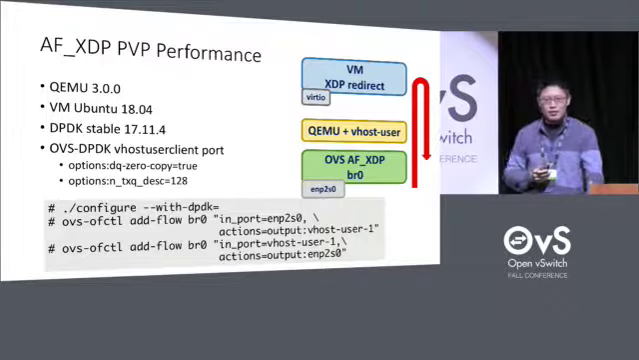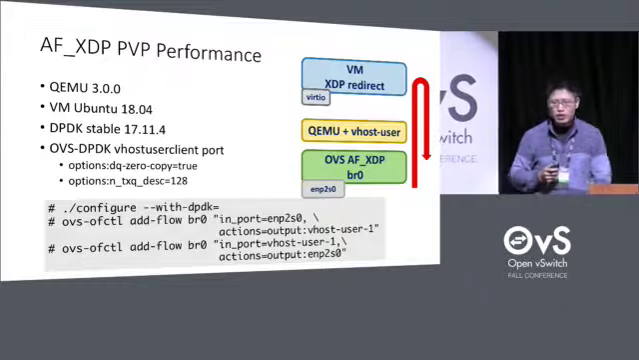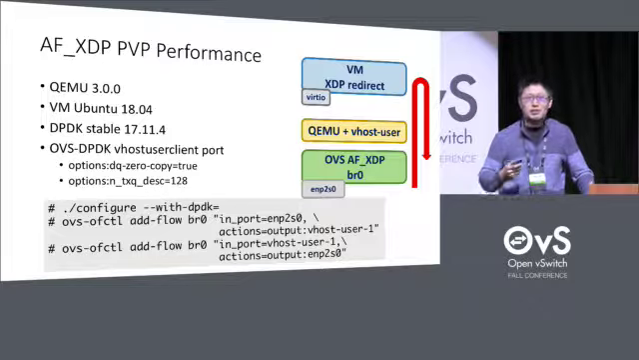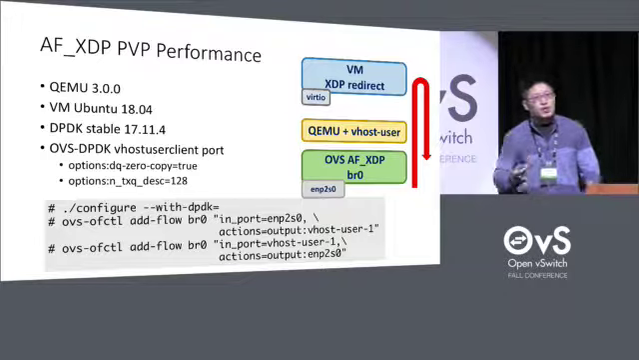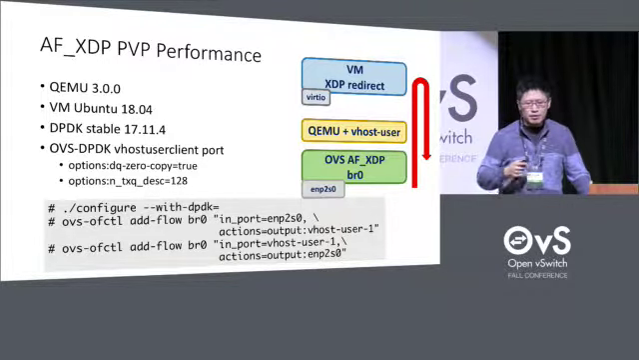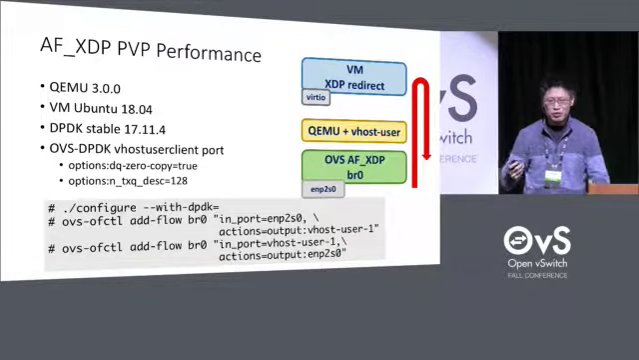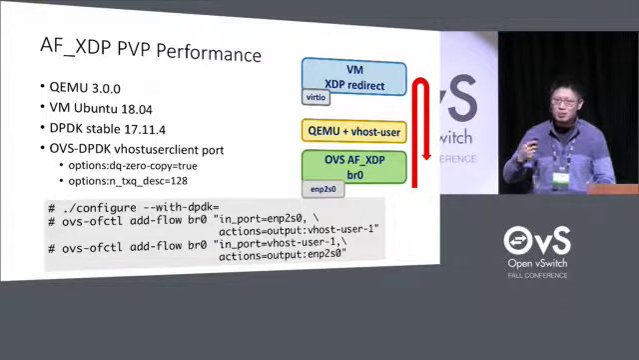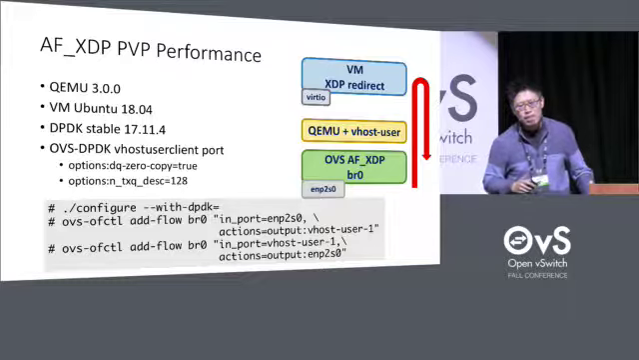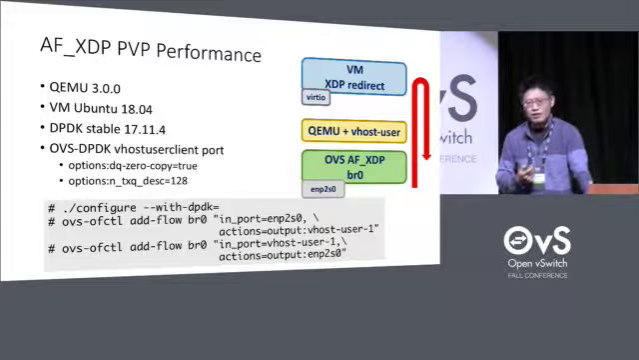So for the last one, we are doing a PVP performance test. So in this setup, we first have a br0 with the enp2s0 port attached. And then we run QEMU 3.0 with vhost-user. And right now, we don't have a vhost-user implementation, so we have to compile our code with DPDK. So we are using DPDK's vhost-user implementation. And then we start a VM with Ubuntu 18.04 using a VirtIO device.